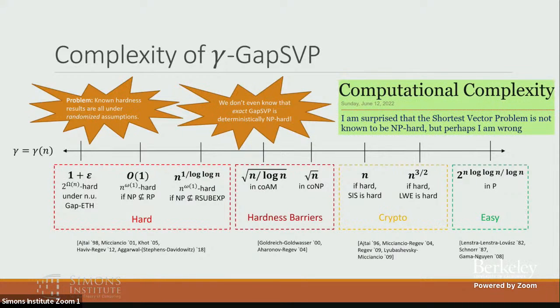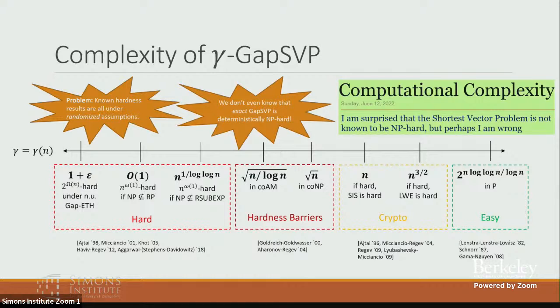And this is something that came up on the complexity blog just earlier this week. People are very surprised by this. SVP is the hallmark problem in lattices, and yet we can't even show that exact SVP is hard.